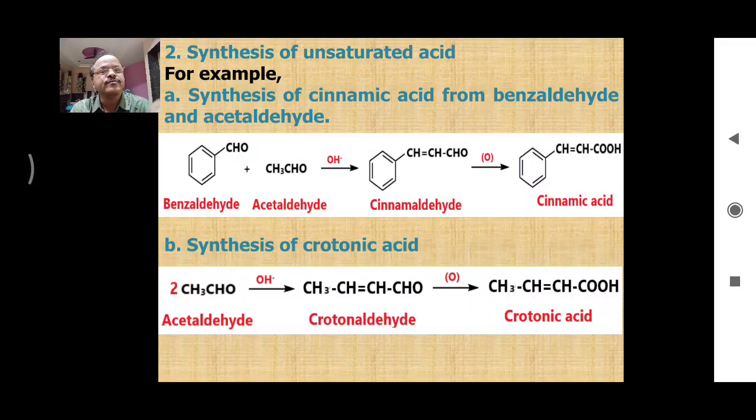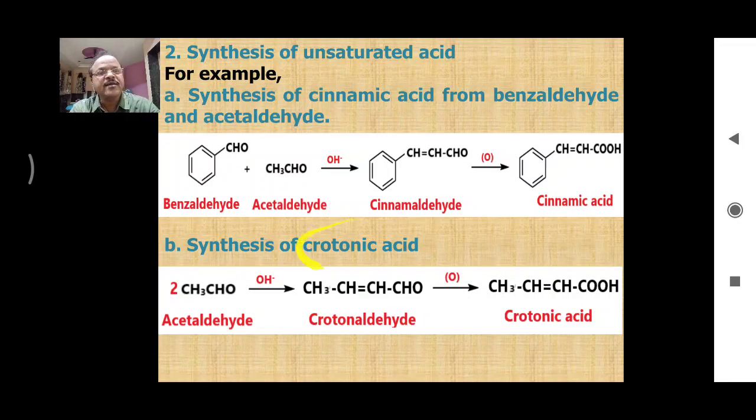So benzaldehyde and acetaldehyde undergo aldol condensation in presence of this base to form cinnamaldehyde, and this CHO group gets oxidized to COOH group. So we are getting here cinnamic acid, which is alpha beta unsaturated acid.